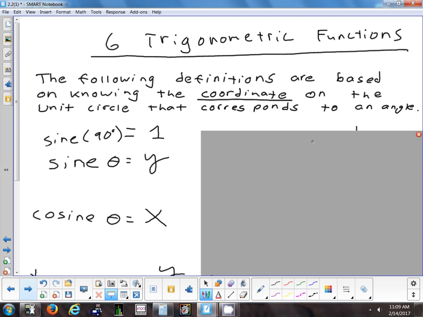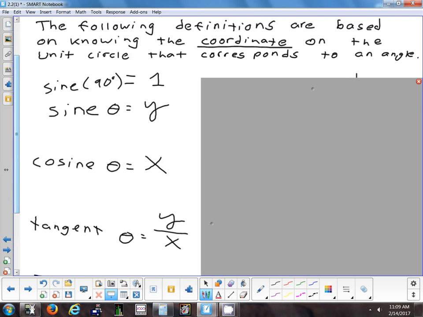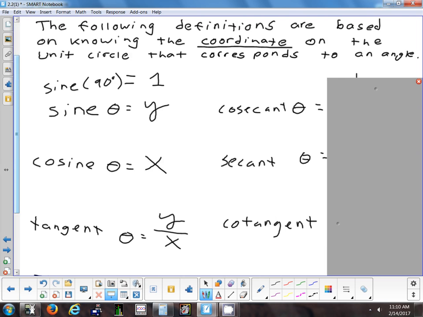If you wanted to know the cosine of an angle, all you need is the x value of the coordinate. So the cosine is the x value of the coordinate. And then if you want the tangent, you need both. To find the tangent of something, you find its coordinate, take the y value, and divide by the x value. Okay, so those are the 3 basic trig functions.